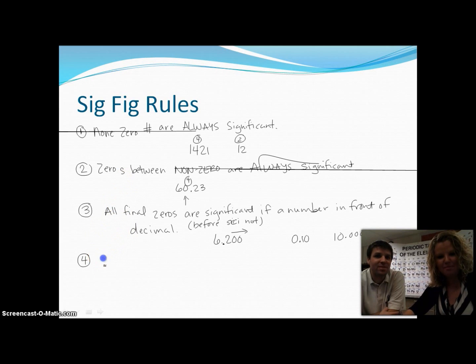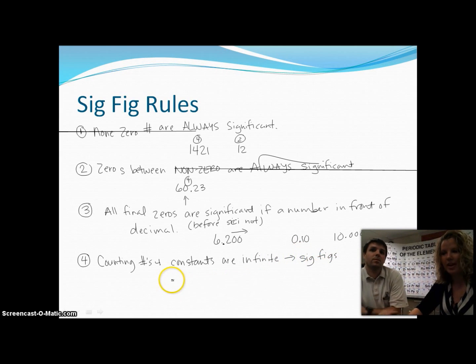Counting numbers and defined constants have an infinite number of sig figs. So what that means is, if we're doing a conversion factor in a problem, and we're converting 16 hours, here's our question.